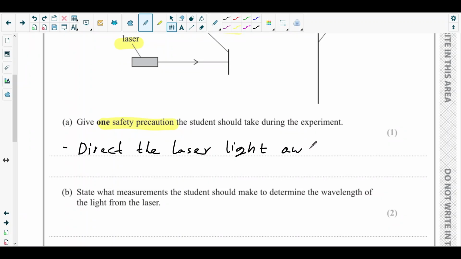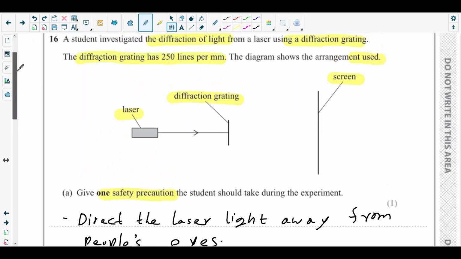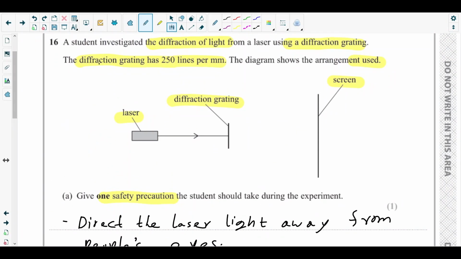away from people's eyes. This is one safety precaution we can say for this investigation. Fine. Next is part B.